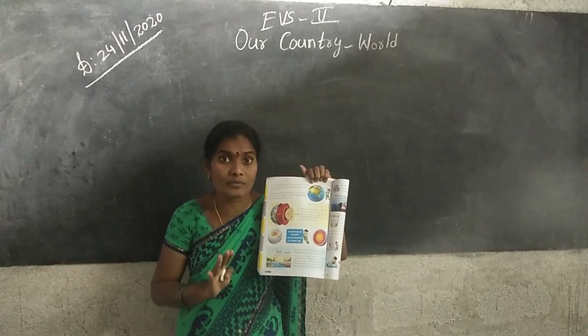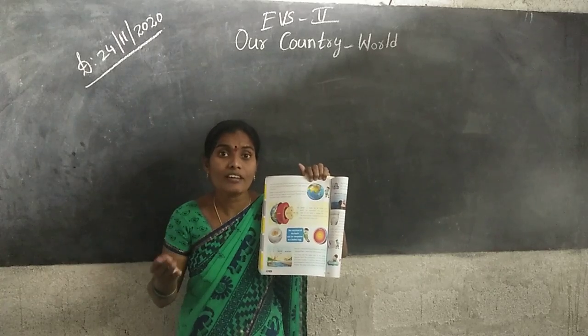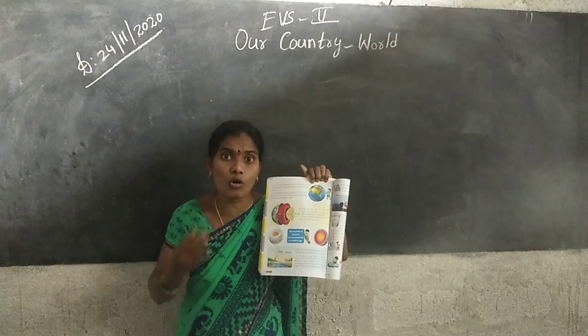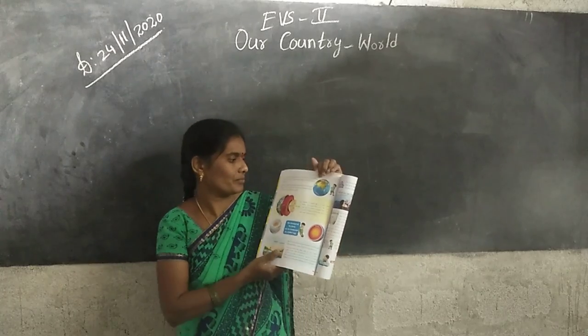Than the landforms. Water level, water quantity is more than the land. Water quantity is more than the land.